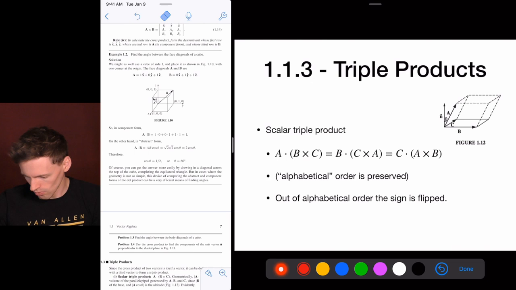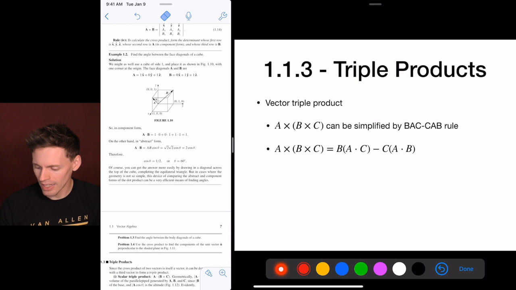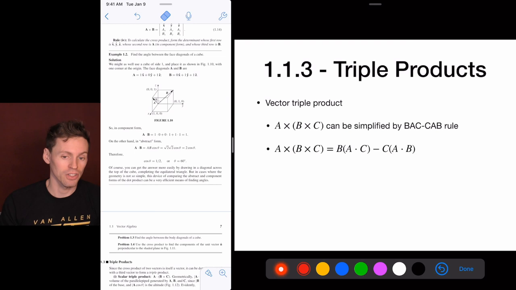Okay, so the vector triple product A cross B cross C can be simplified. You don't want to ever really do this A cross B cross C. That's a lot of work to do three cross products in a row. So we simplify it with what's called the BAC-CAB rule. So you can write A cross B cross C as B(A·C) minus C(A·B). Okay, what does that mean? It means A dot C is a scalar, and you can multiply that scalar to the vector B. And then minus C, that vector times the scalar A dot B.